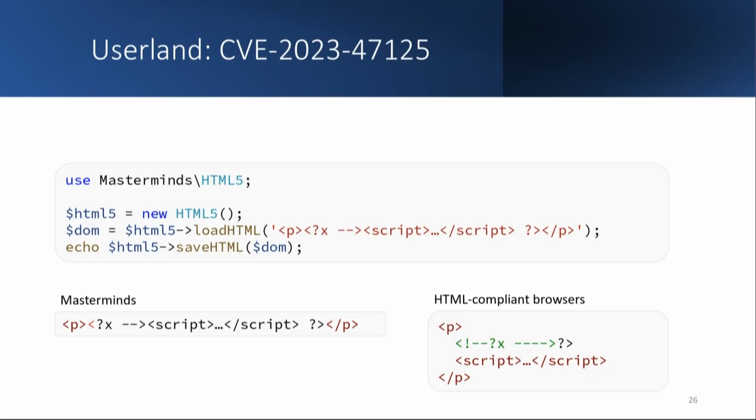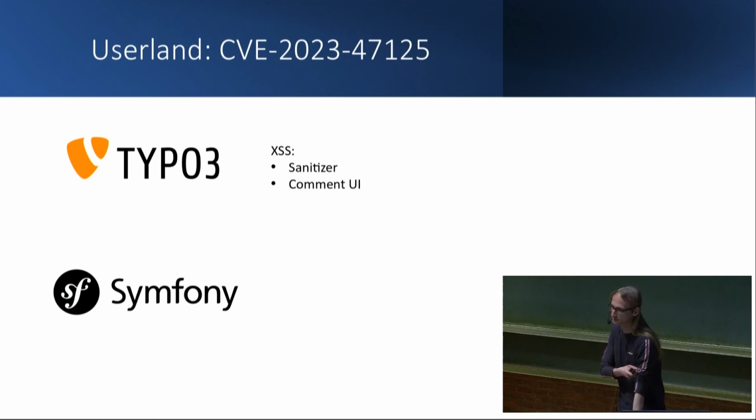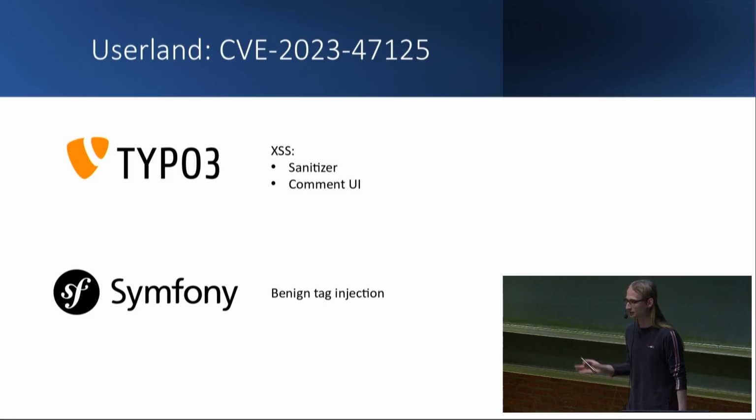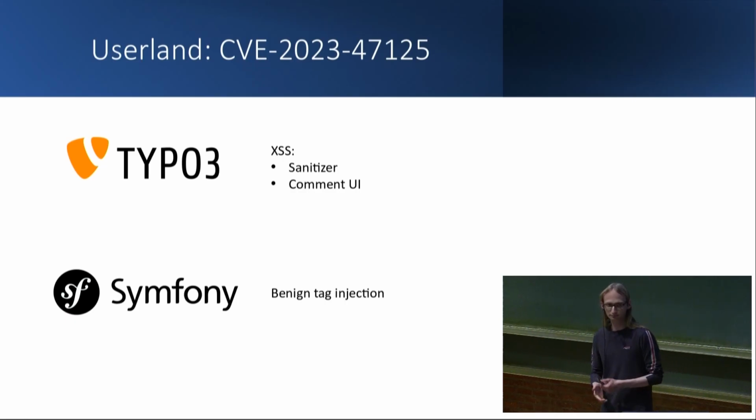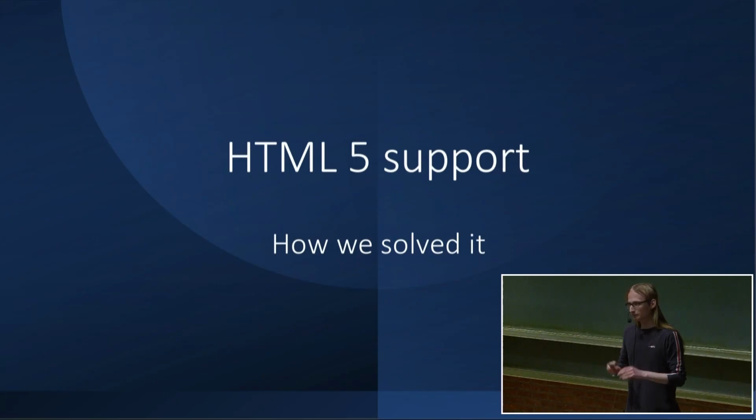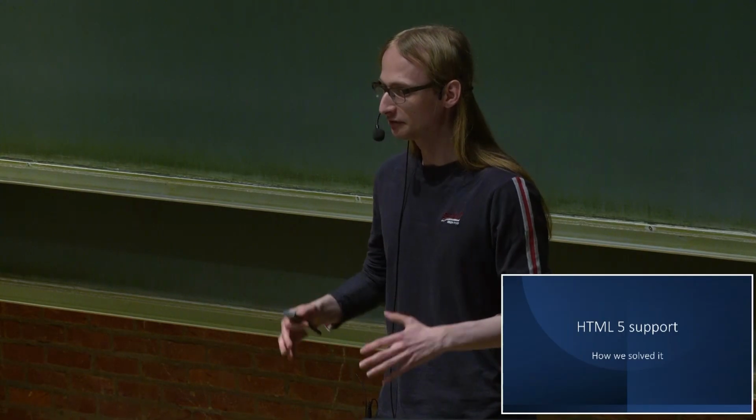And this led to a CVE in 2023, where you could do arbitrary XSS injections very easily using that userland parser. In particular, this was exploitable in the TYPO3 CMS, which has a sanitizer, and which has, for example, rich text editor UIs, which are common for blogs, etc. And it was very trivial to inject some XSS there. For Symfony, not a very interesting exploit there. You could just inject some tags, but those were allowed anyway. You could do it in a very bizarre way, but that's also been fixed in the meantime. So now you understand why we need proper HTML support native to PHP.